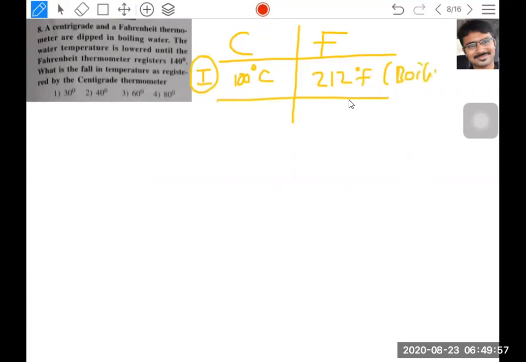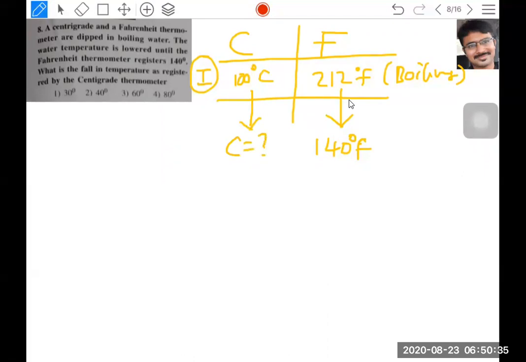So boiling water, and the water temperature is lowered until the Fahrenheit thermometer registers 140. From here it is lowered, and now it is registered at 140 degrees Fahrenheit. What is the fall in temperature registered in centigrade? To what temperature does it reach on the centigrade scale? This value we have to find.